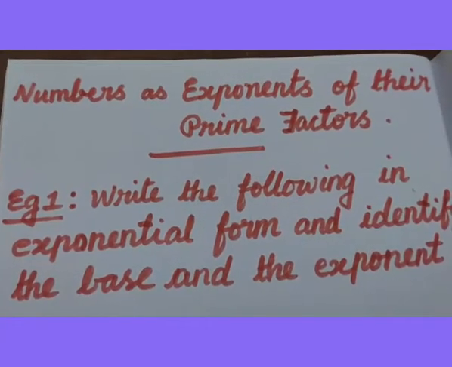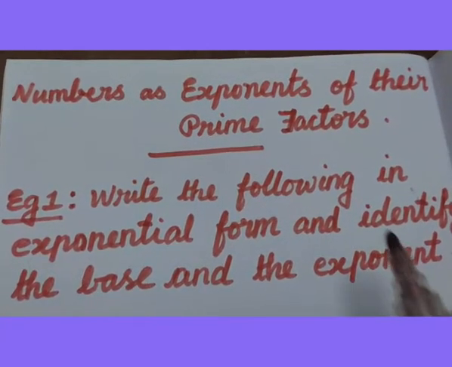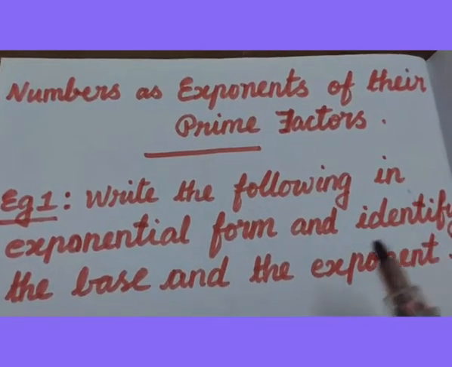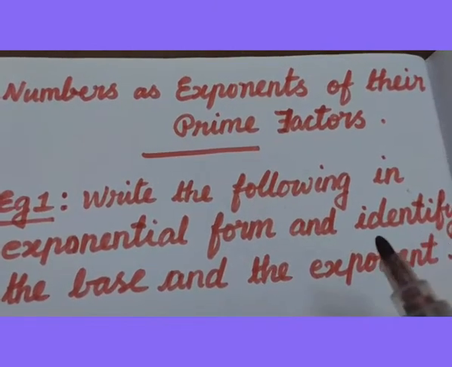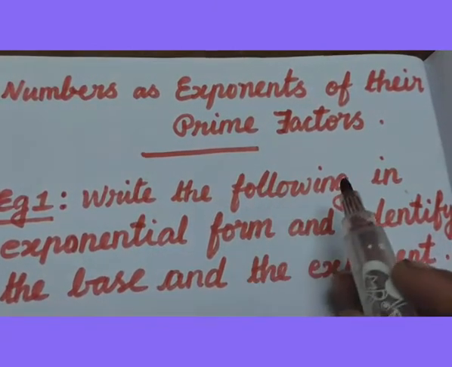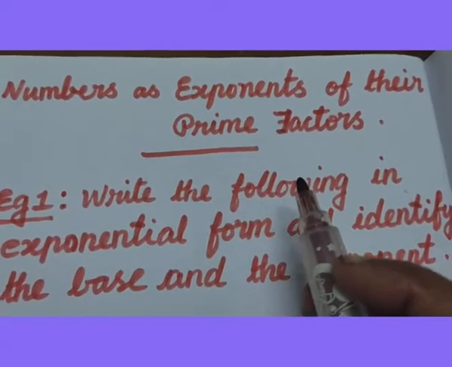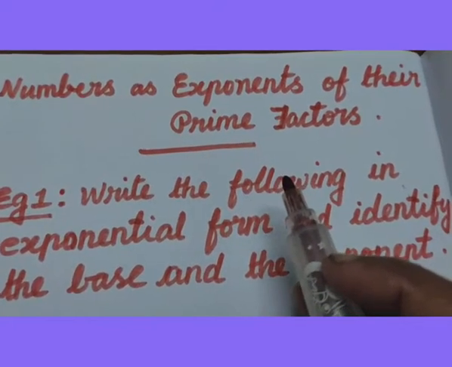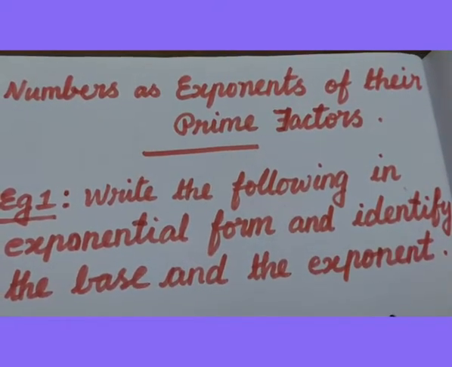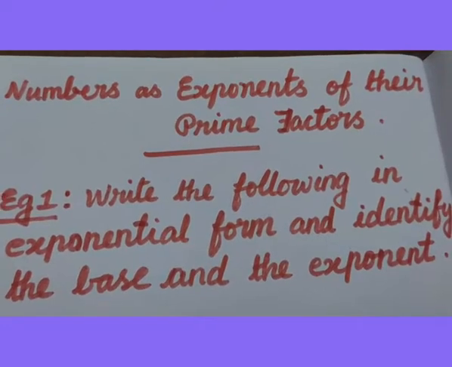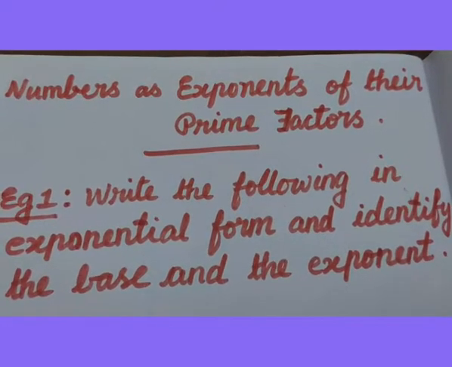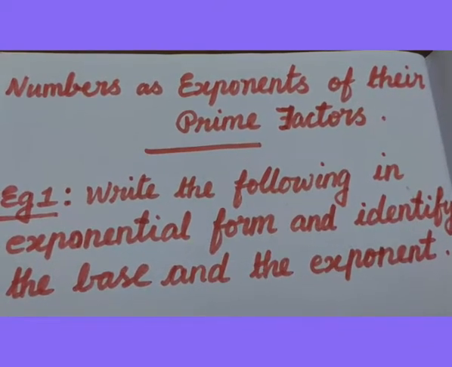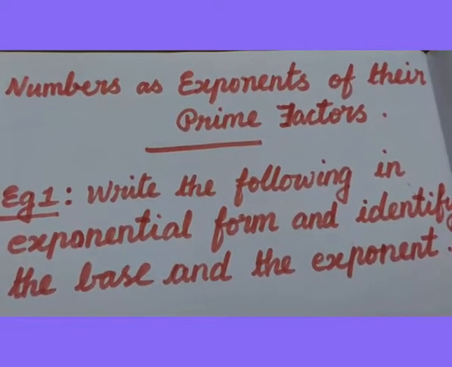Children, next heading is numbers as exponents of their prime factors. That means any number can be represented as the product of its prime factors. We know prime numbers. What are the prime numbers? What's the first prime number? 2, is it not? 2, 3, 5, 7, 11, 13, 17, etc. These are the prime numbers. Use prime numbers to factorize the numbers. Use only prime numbers.